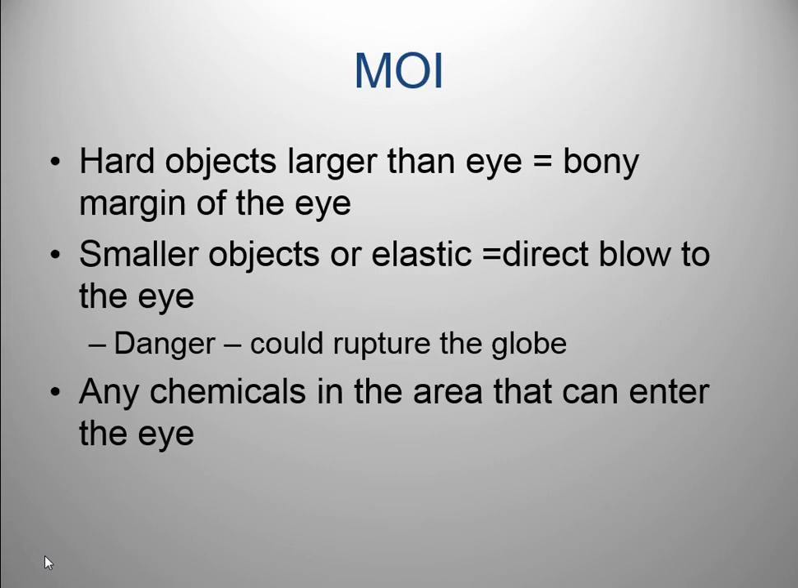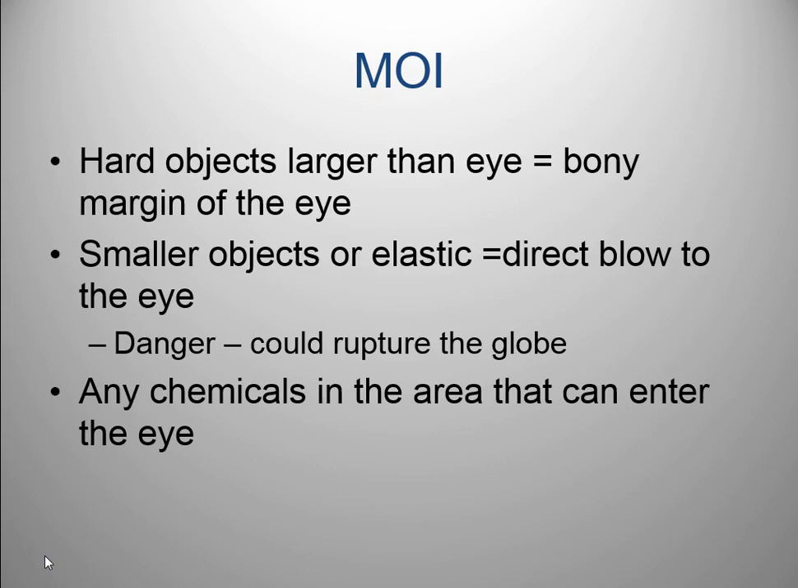What's the mechanism of injury of most eye injuries? Obviously, if you get hit in the face with something larger than your eye, you could destroy the bony margin of the eye, get a pretty good black and blue mark. Objects that are smaller than the eye can actually cause a direct blow to the eyeball itself, rupture the globe. And then chemicals, so like in science class, which is why you want to wear your safety glasses.